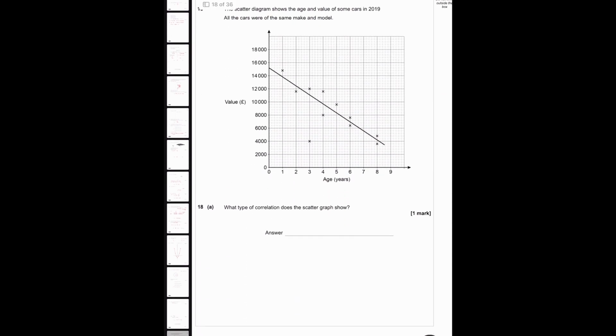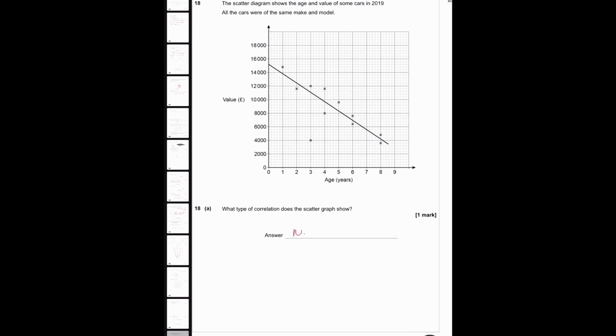Question 18 says that the diagram shows the age and the values of some cars in 2019. All the cars were the same make and model. What type of correlation does this graph show? If we look at the graph, the line starts quite high up and it is going down over time, which means it is a negative correlation.